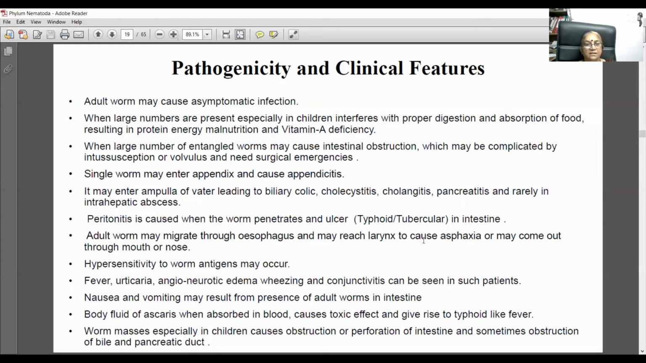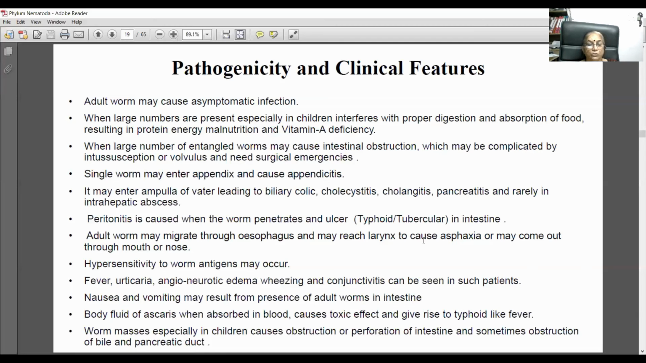Body fluid of Ascaris, when absorbed in the blood, causes a toxic effect, which gives rise to fever. And the fever here is mostly typhoid-like fever, that is, a step ladder pattern. Worm masses, especially in children, cause obstruction and perforation of the intestine, and sometimes obstruction of the bile and pancreatic duct, very common in children.